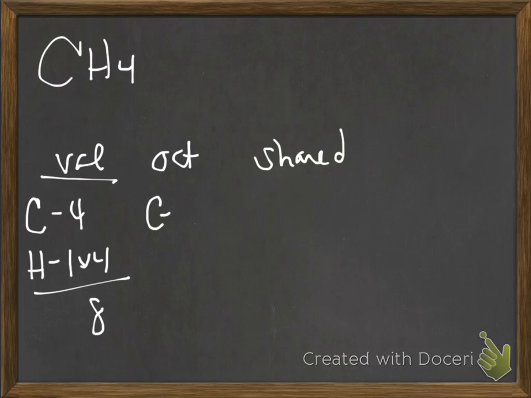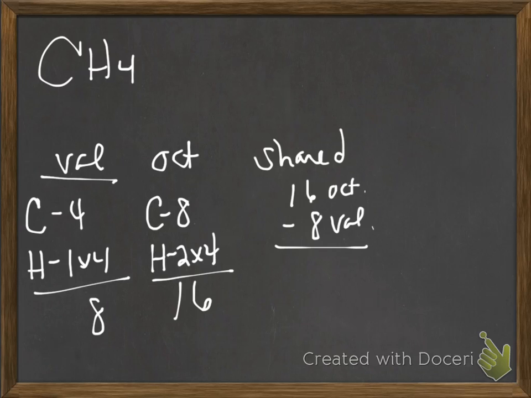For octet, how many would carbon like to have? 8. If carbon got everything on its Christmas list, carbon would have 8 valence electrons under the tree. Hydrogen would like to have 2. Hydrogen has modest goals. 16 octet. 16 that they would like versus the 8 that they have. They are sharing 8 electrons. How many are unshared? They have 8, they're sharing 8. None. So carbon, hydrogen, hydrogen, hydrogen, hydrogen. There it is. That's methane. That's cow fart.